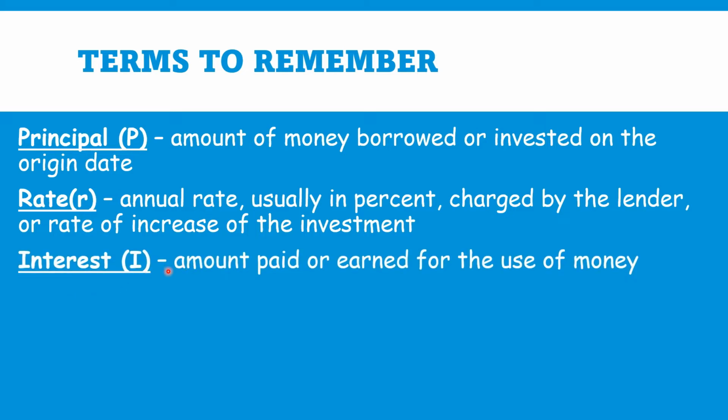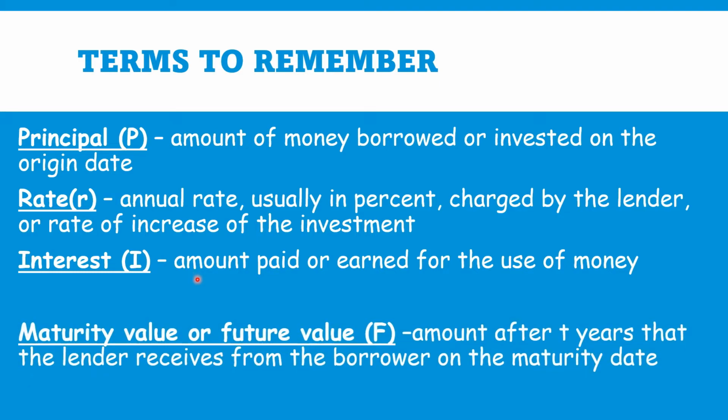Next is interest. This is the amount paid or earned for the use of money. So ito yung amount na madagdag sa principal on the maturity date. Next is maturity value or future value, denoted by letter F. It is the amount after T years that the lender receives from the borrower on the maturity date. So this is the principal plus the accumulated interest, or the maturity value or future value.